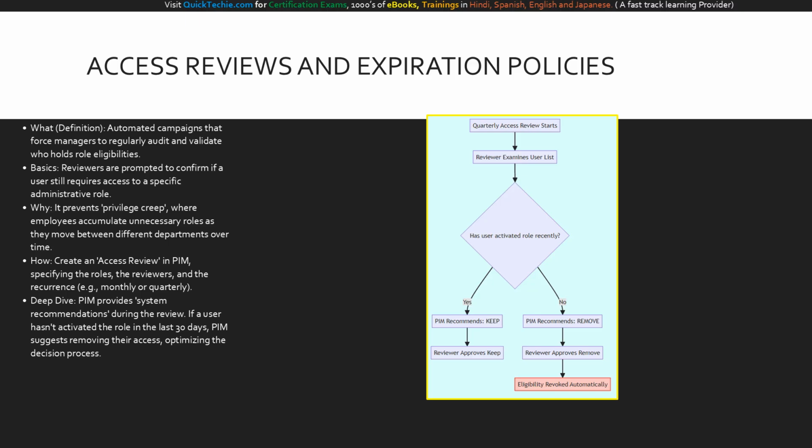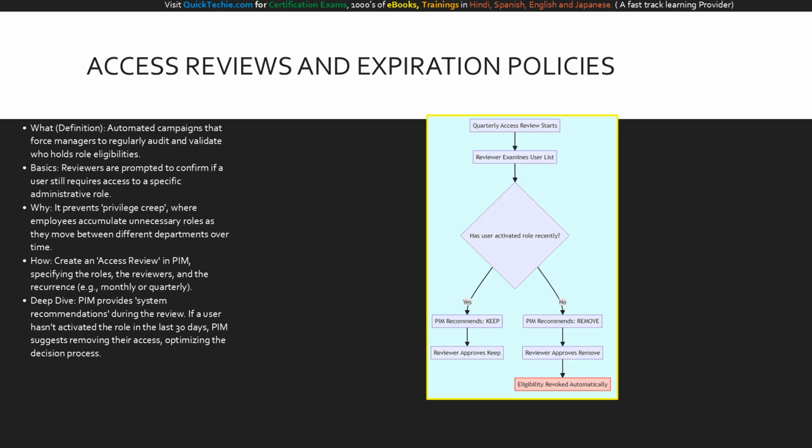What are these? They are scheduled auditing campaigns. Reviewers, typically department heads or security officers, are systematically prompted to review a list of users and declare whether each user still requires their assigned role. Why is this critical? It continuously trims the attack surface back to the absolute minimum. How do you execute this? You configure the review in PIM, setting it to recur quarterly. You can even set roles to definitively expire after 6 months, forcing a hard reevaluation.